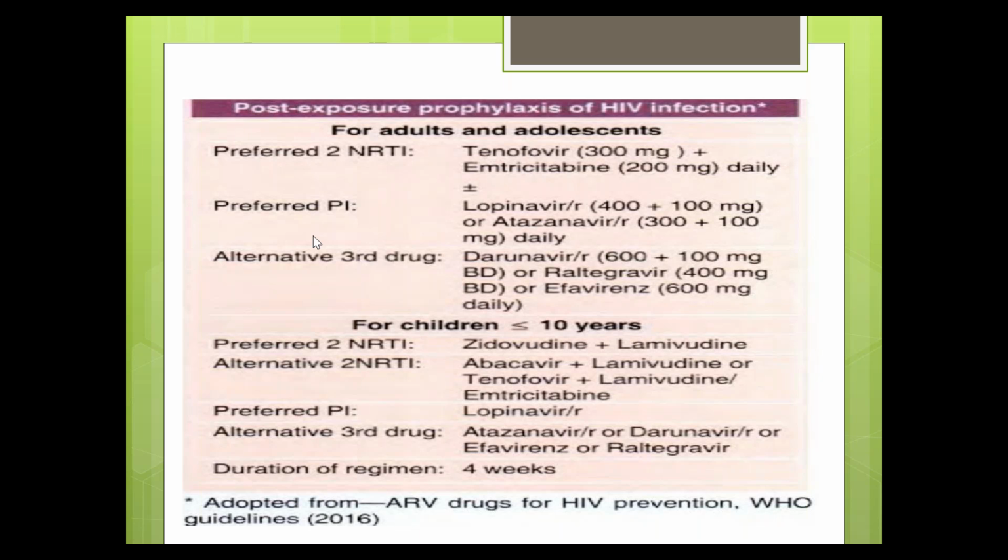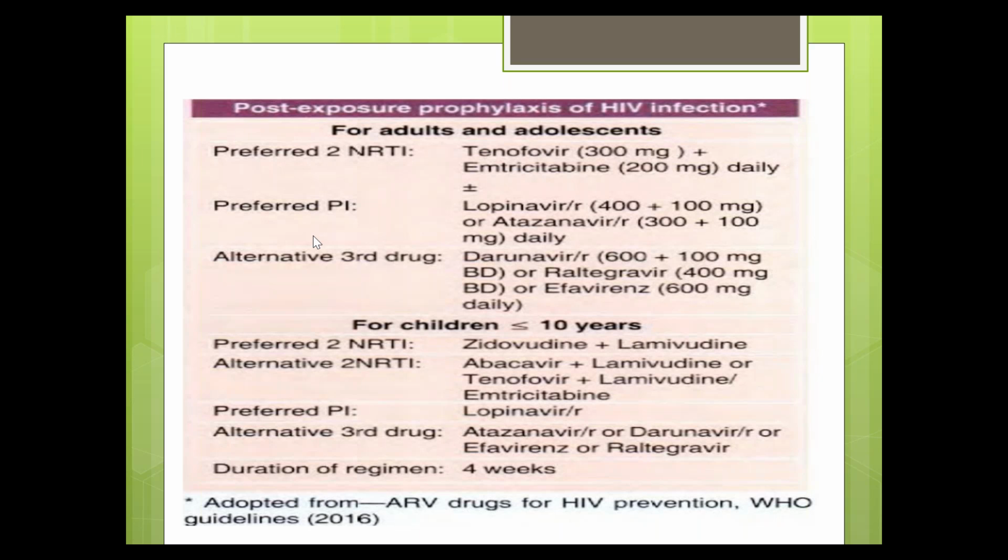Either we'll give a combination of 2 NRTIs, or we'll give one protease inhibitor, or an alternative third drug which is an integrase inhibitor. Okay, so the preferred 2 NRTIs will be either tenofovir or tenofovir plus emtricitabine. Daily we have to give once, and the preferred protease inhibitors will be lopinavir/ritonavir, or atazanavir/ritonavir. Okay, it's a combination of lopinavir 400 mg and ritonavir 100 mg, and atazanavir 300 mg plus ritonavir 100 mg. The alternative third drug will be darunavir 600 plus 100 mg ritonavir, or raltegravir 400, or efavirenz 600 mg.